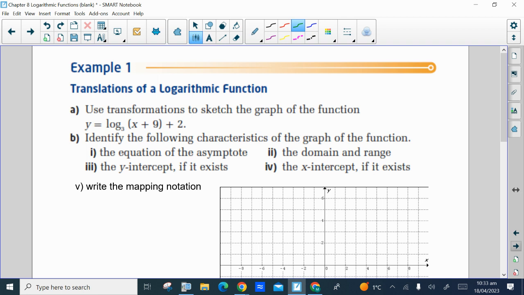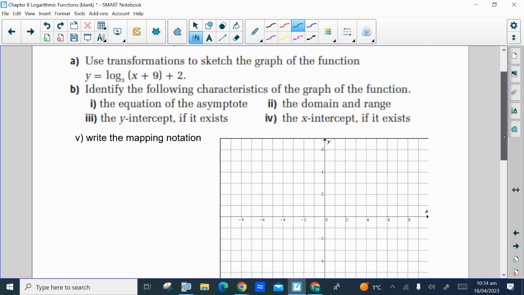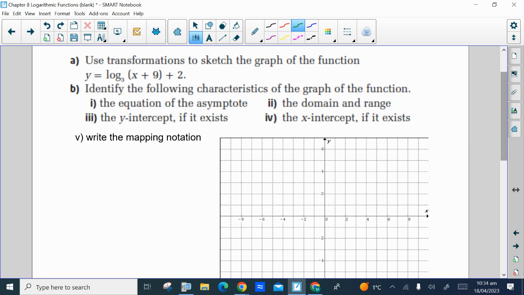All right, so we'll come back to that. We'll be using the change of base identity more, and then we're also going to learn about some laws of logarithms as we work our way through this chapter. So now let's look at transforming some logarithmic functions. So use transformations to sketch the graph of the function y equals log base 3 of x plus 9, plus 2. So this will be a transformation of log base 3 of x.